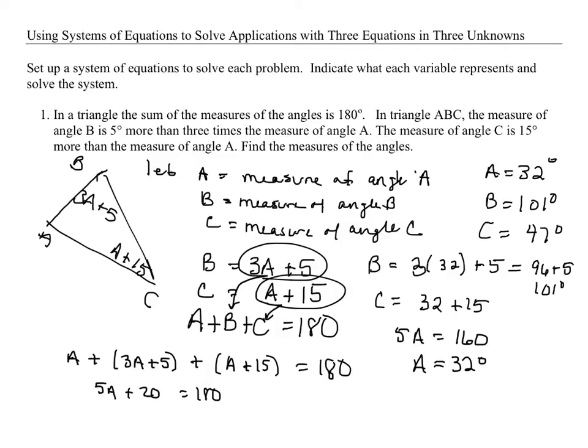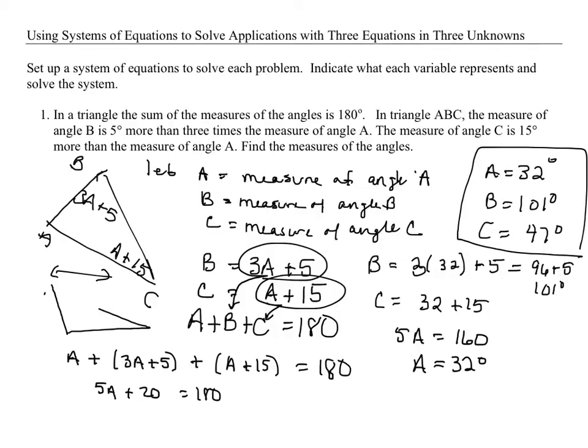If I add these up, I get 180 degrees. So we are golden. So the solution here is A is equal to 32, B is equal to 101, and C is equal to 47 degrees. And of course my triangle didn't really represent it. It probably looks something like this, where A represents the smallest angle, B is the largest, and C is the next smallest. That's a better representation of it, but I really didn't know before then.